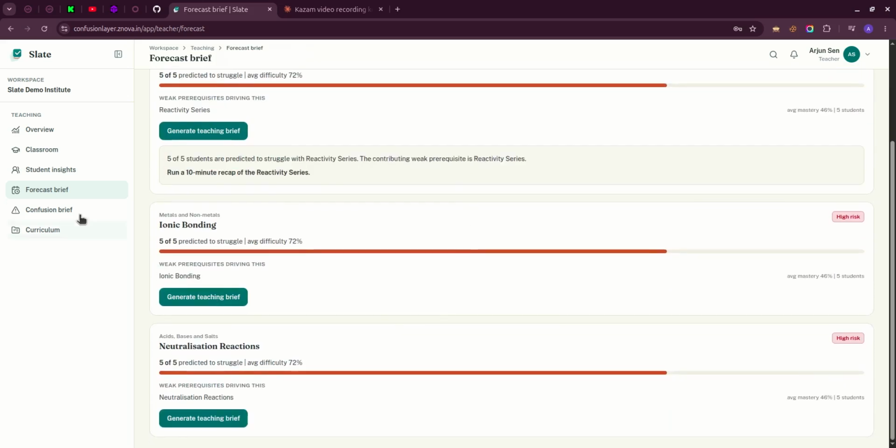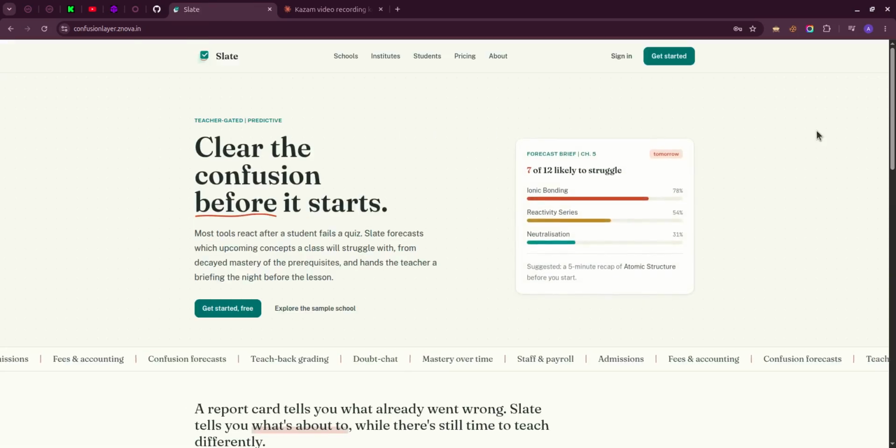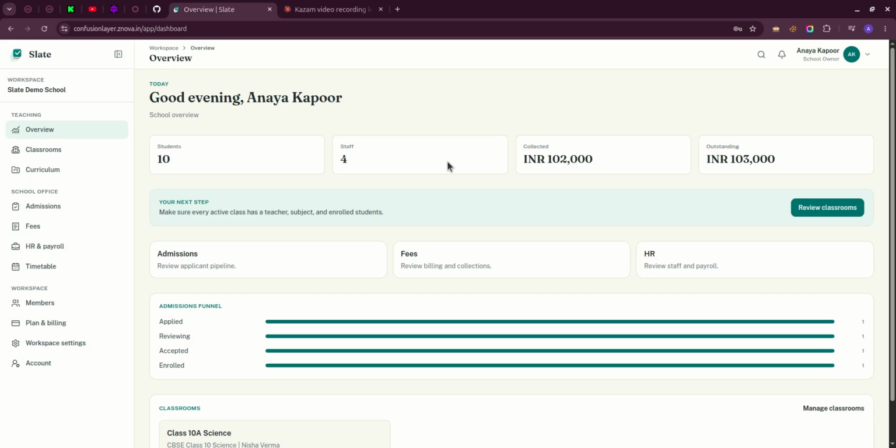The confusion brief gives the classroom-level view. It groups misconceptions, highlights the most fragile concepts, and helps the teacher decide whether to recap, reteach, or move forward. This is useful because a teacher usually has many students, many topics, and very little time. Slate turns messy learning signals into a practical teaching plan.